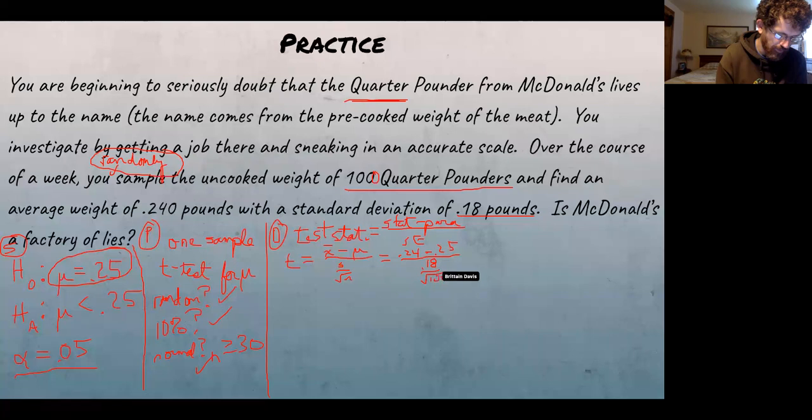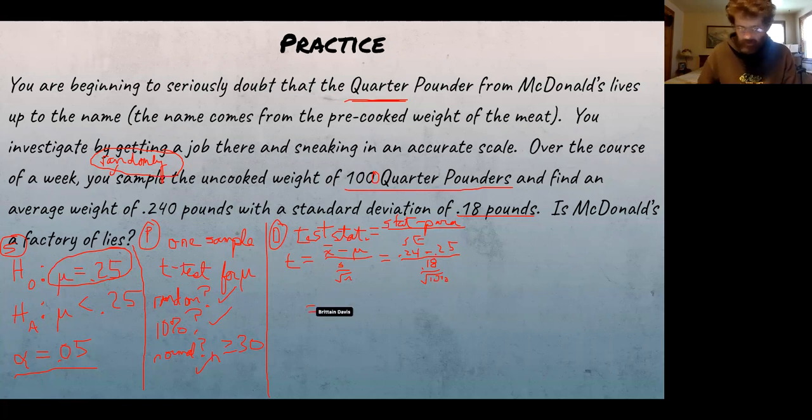I'm going to go ahead and calculate the standard error separately, because that'll be good to know here in a second. So 0.18 divided by the square root of 1,000.